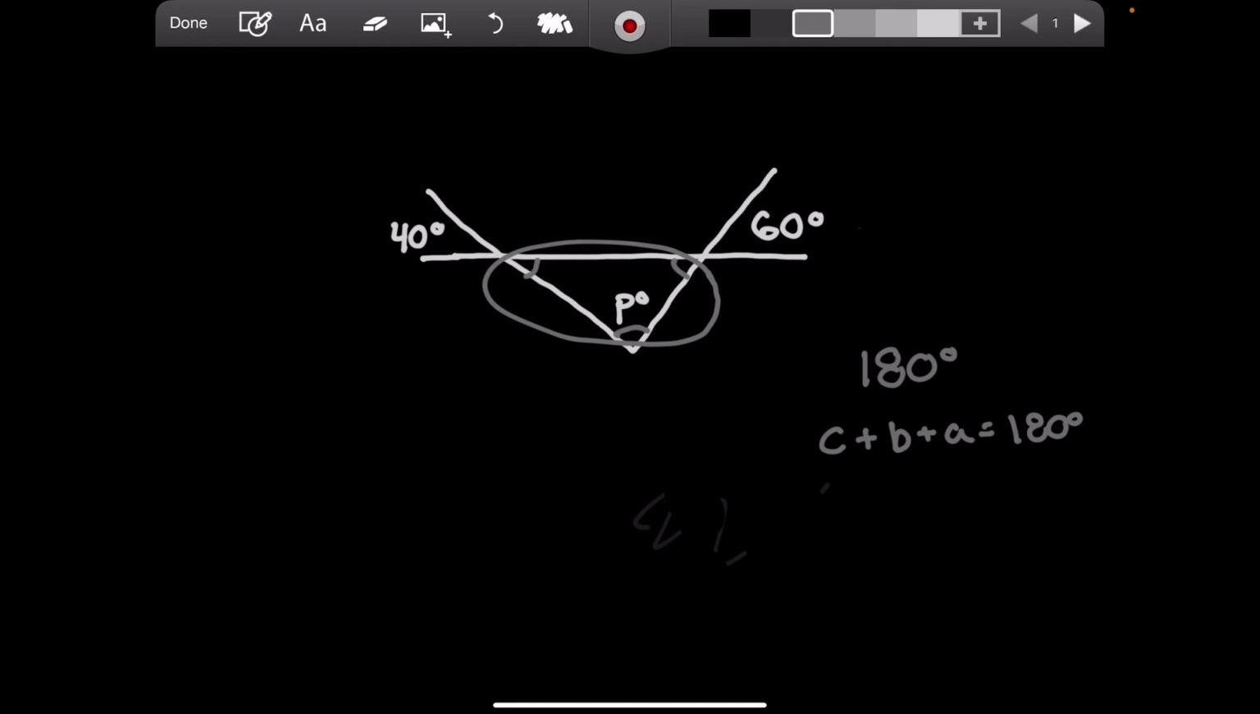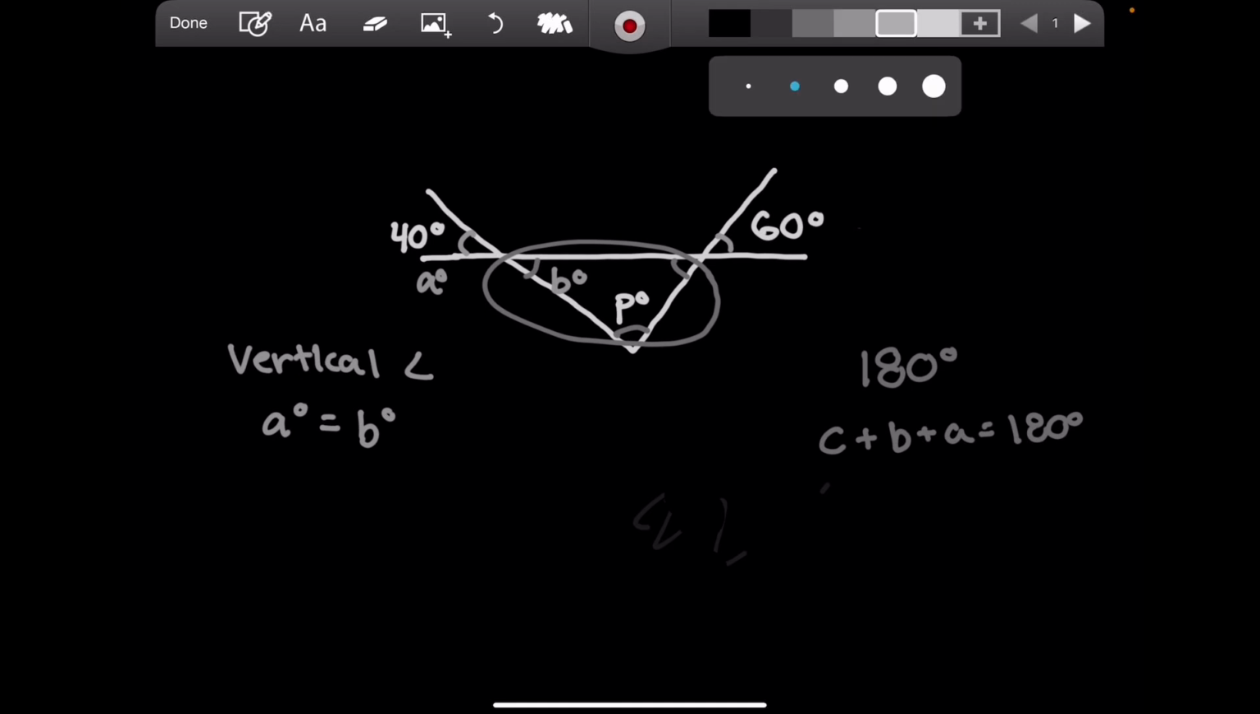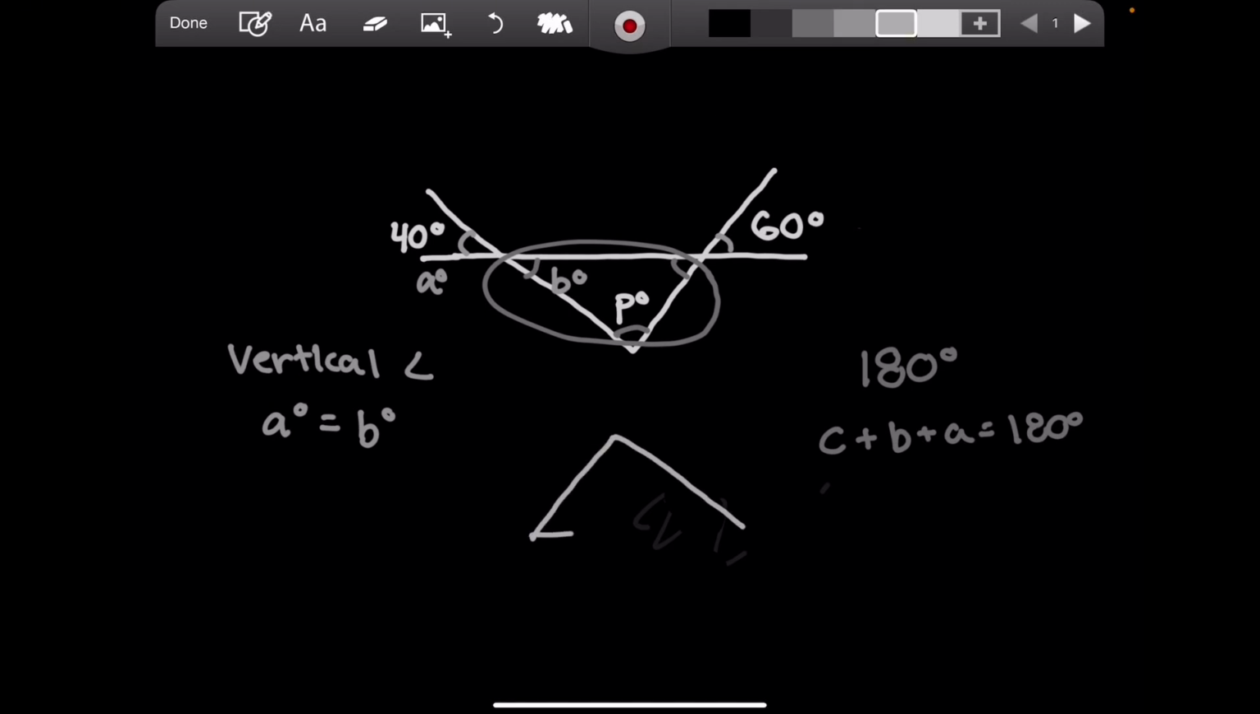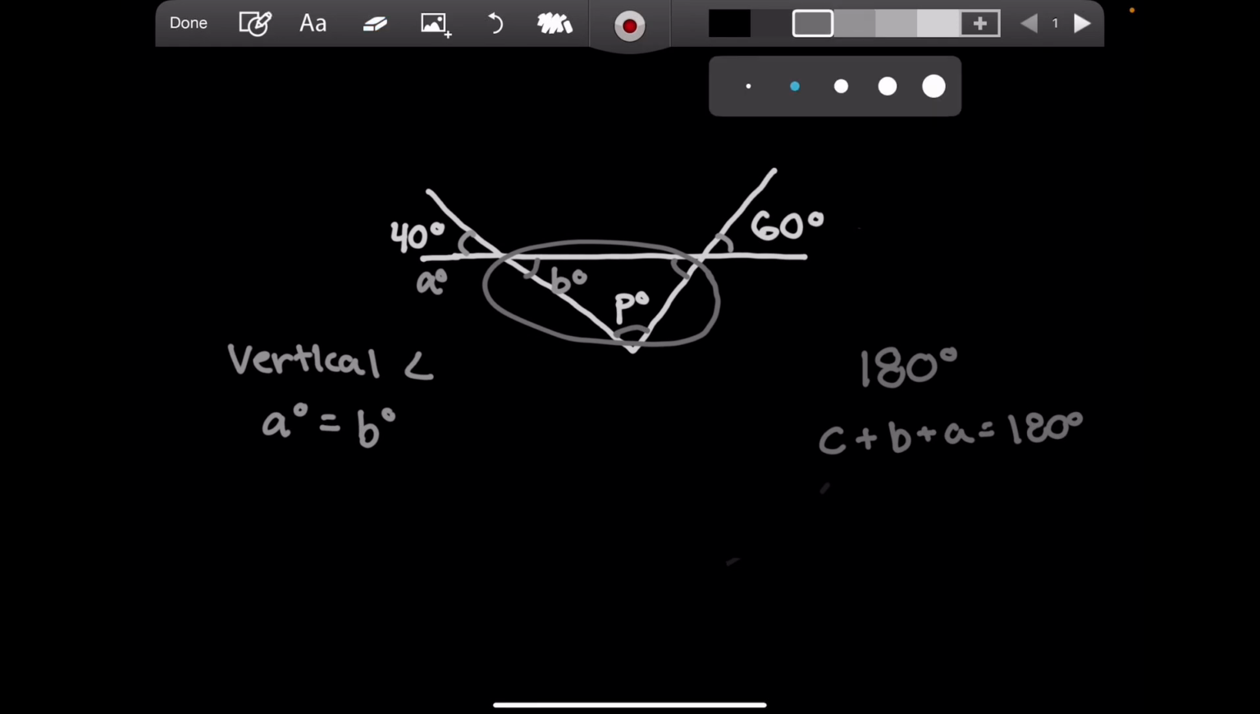But what we do have is these angles out here, and these are called vertical angles. Vertical angles mean they equal the same. So let's say this is angle A, and this is angle B. Angle A equals angle B. So therefore, let's draw a little triangle on this side. We're going to make basically this triangle, but flip it around. Actually that might be a little confusing, so I'm going to keep it the same format.